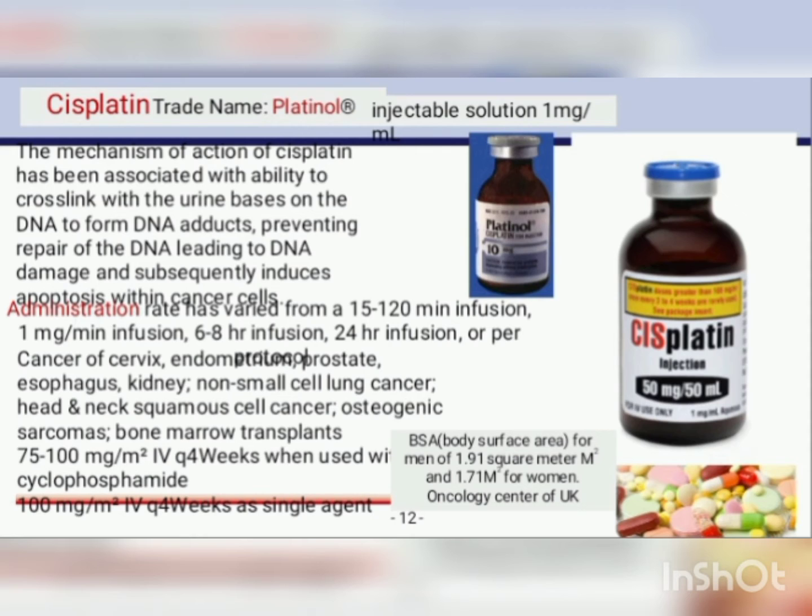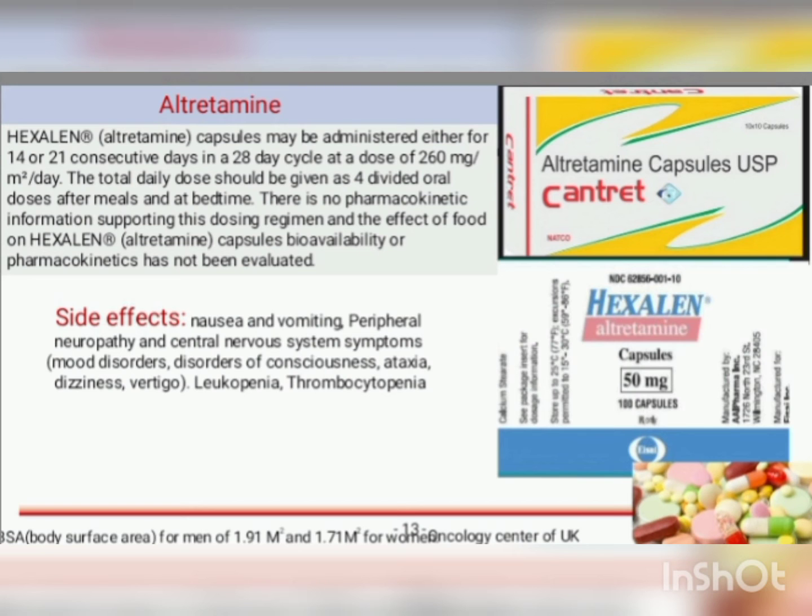Administration rate has varied from 15 to 120 minutes infusion, 1 milligram per minute infusion, 6 to 8 hours infusion, 24 hours infusion, or per cancer of the cervix, endometrial, prostate, esophagus, kidney, non-small cell lung cancer, and bone marrow transplant. 75 to 100 mg per meter squared, once every 4 weeks when used with cyclophosphamide.